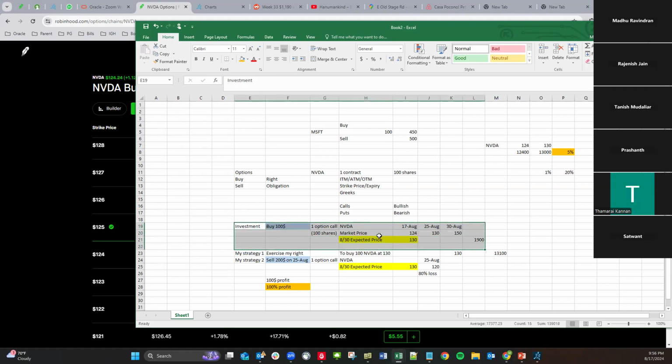So which means by 8:30, with this option call that we discussed about, right? By 8:30, I'm expecting that it should go to 130. If it doesn't go for some reason, from even 124, it decreases to 120. And by 30th August, let's say it never comes to 125, or even if it comes to 124, right? My price, whatever I had on the day I bought it, which was 124, I bought the option call. But on 30th August, let's say it's still 124, you would still end up definitely with 100% loss. So that is why the risk factor.